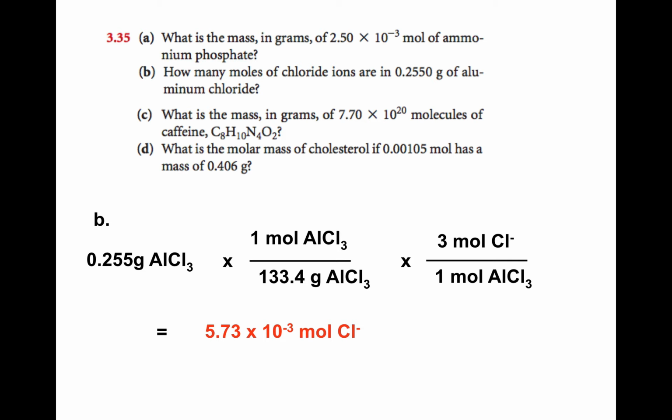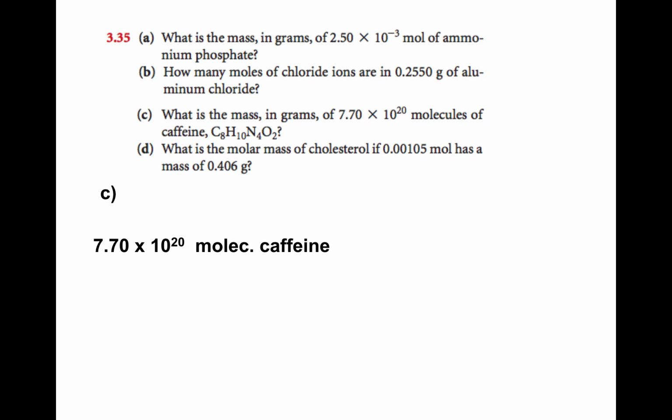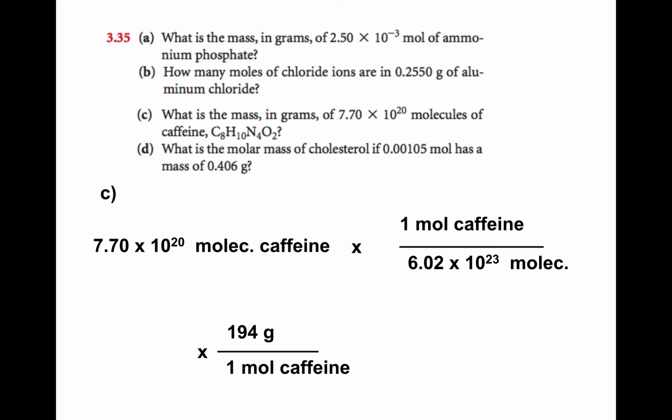What is the mass in grams of 7.7 times 10 to the minus 20 molecules of caffeine? All right, so the way we get out of molecules is to use 6.02 times 10 to the 23 molecules for every mole of caffeine. And now that we're in moles of caffeine, we can use molar mass to get to grams of caffeine. So we have less than a mole, so I expect to have less than 194 grams. Yeah, way less.